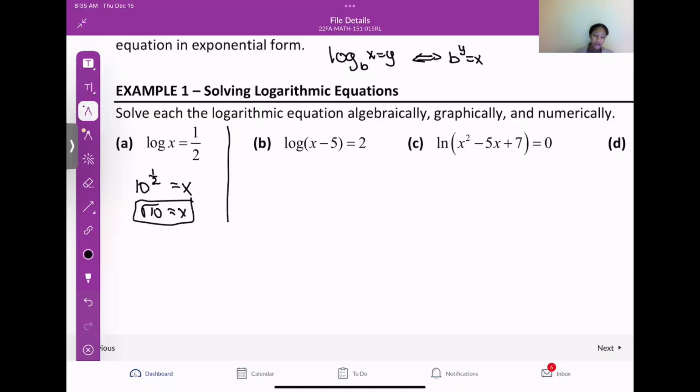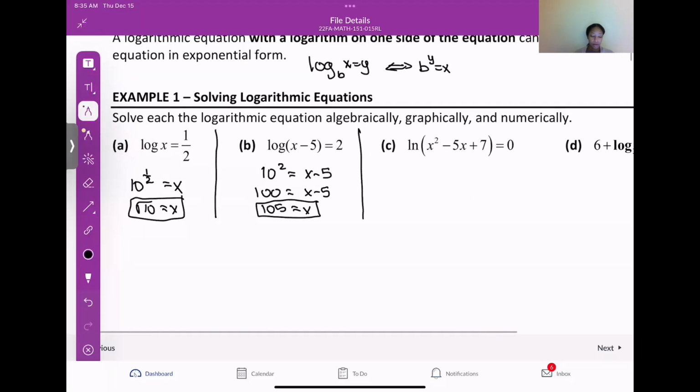For part B, log of x minus 5 equals 2. This would be 10 squared equals x minus 5. Now for this equation, we have a little bit more work to do to solve. 10 squared is 100. So 100 is equal to x minus 5. And then if we add 5 to both sides, 105 is equal to x. That's our solution for this one.